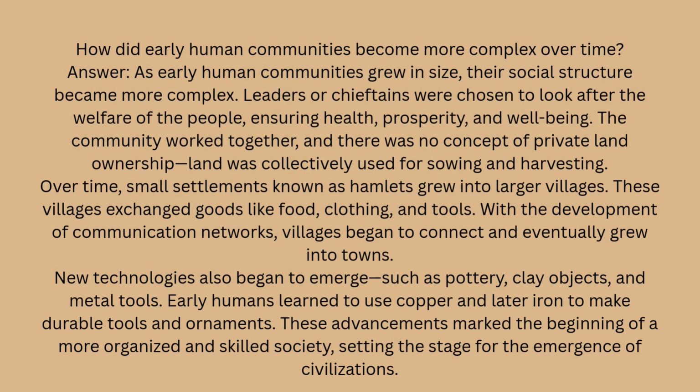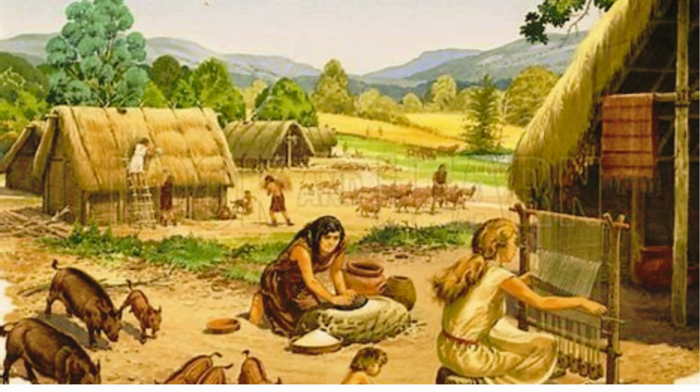But how did these early human communities become more complex over time? So, as human communities grew in size, the social structure became more complex. Leaders, chieftains were chosen to look after the welfare of the people, ensuring health, prosperity, and well being. The community worked together, and there was no concept of private ownership. Land was collectively used for sowing and harvesting.